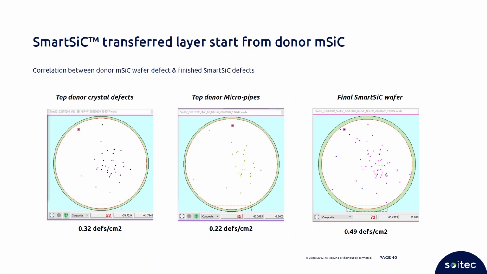We have quite good correlations between the donor mono-SiC wafer defects and the finished SmartSiC defects. If we consider one donor wafer, here are the measurements of the crystal defects on the donors. We keep only the micropipes, and if you measure the same SmartSiC wafers obtained with this donor, you obtain quality correlations. One micropipe, 100% seen as a defect.